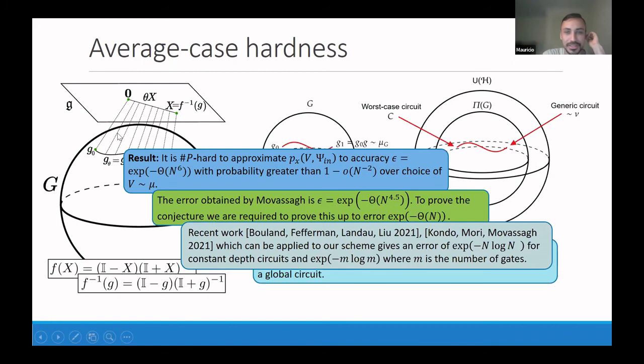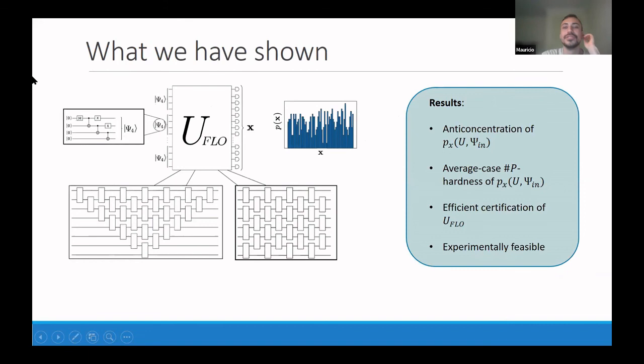So just to recap a bit, the ingredients that we required for the quantum supremacy. These were the anticoncentration, that the probabilities are not too small. The average case hardness, sharp-P hardness of the probabilities. I told you about the certification, this very simple certification we had, and also that it's experimentally feasible. So I showed you that the same decompositions that work for boson sampling work for our case. And actually this can be implemented in superconducting qubits.